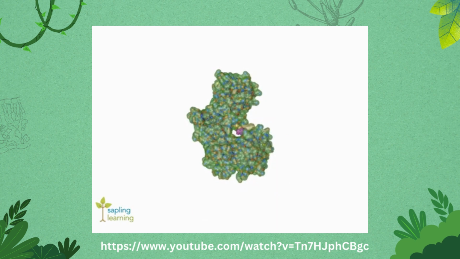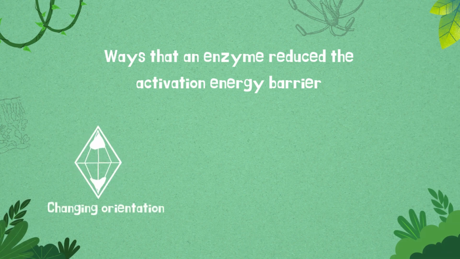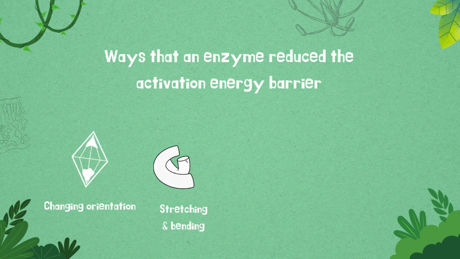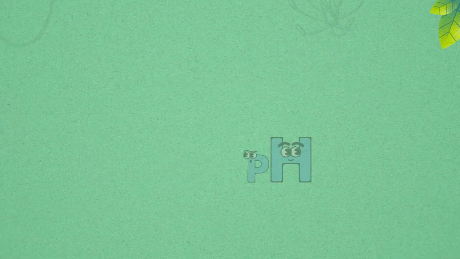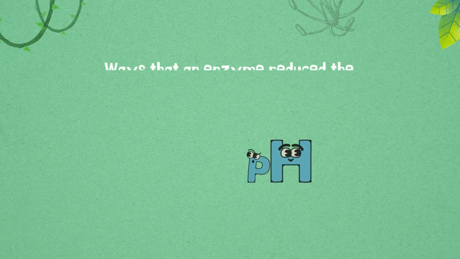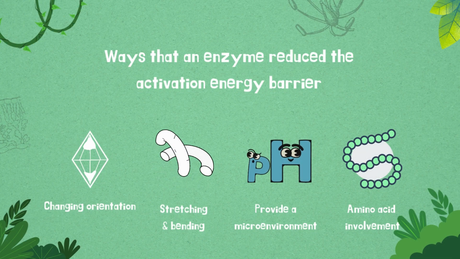after which there are multiple things that the enzyme does in order to catalyze the process, including orienting multiple reactants in a way better suited for the reaction to take place, stretching and bending the substrates to position closer to their transition states, providing a microenvironment for the reactant, say for example a more suited pH level, and even involvement of amino acids to make the reaction easier to occur.